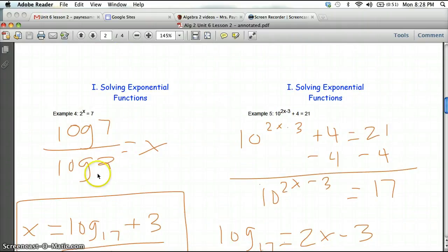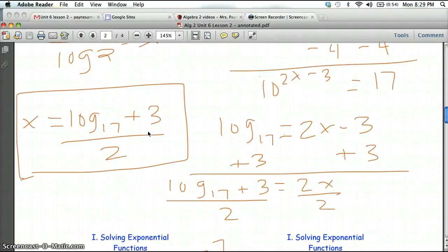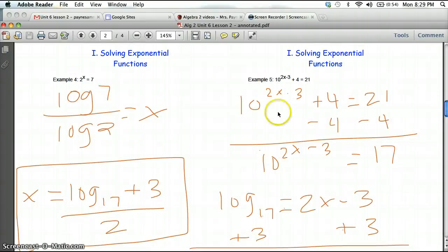Now we're going to go down here, and again, we want to make our bases the same. So here we've got 2 to the x equals 7. Remember, if we've got 2 to the x equals 7, then 7 is on the top. So log 7 divided by log of 2 is equal to x.